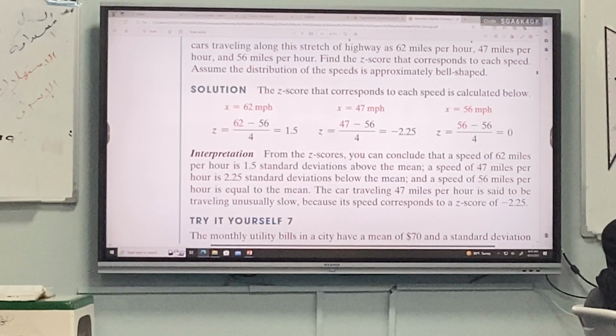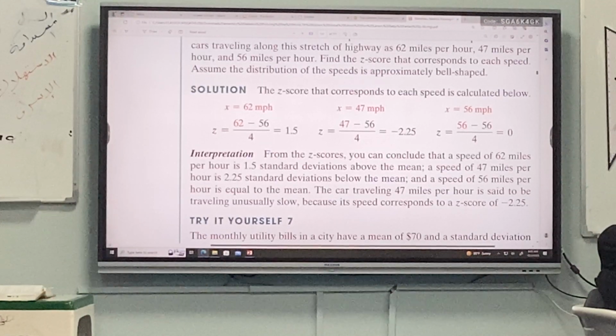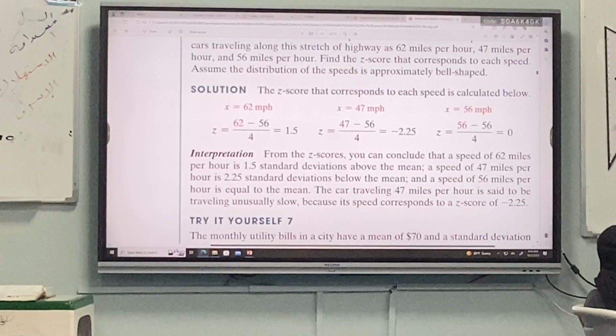From the z-score, you can conclude that a speed of 62 miles per hour is 1.5 standard deviations above the mean. A speed of 47 miles per hour is 2.25 standard deviations below the mean. And the speed of 56 miles per hour is equal to the mean. The car traveling 47 miles per hour is said to be traveling unusually low because its speed corresponds to a z-score of negative 2.25. Okay, now explain.